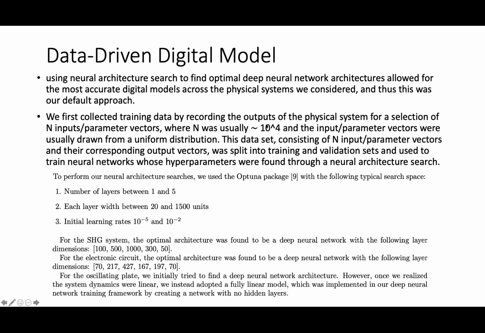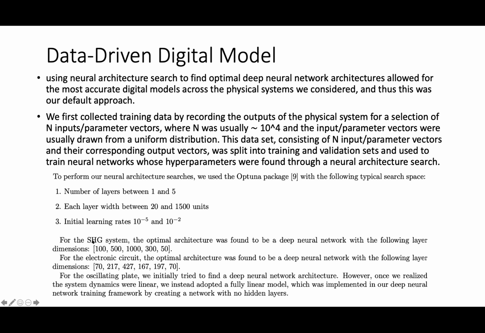This is this scale, and the input parameter vectors are usually sampled from a uniform distribution. The data set is split into training and validation, just like the standard setup. And here is how they perform neural architecture search. The number of layers is between 1 and 5, each layer size is between these values, and the initial learning rate is like this one.